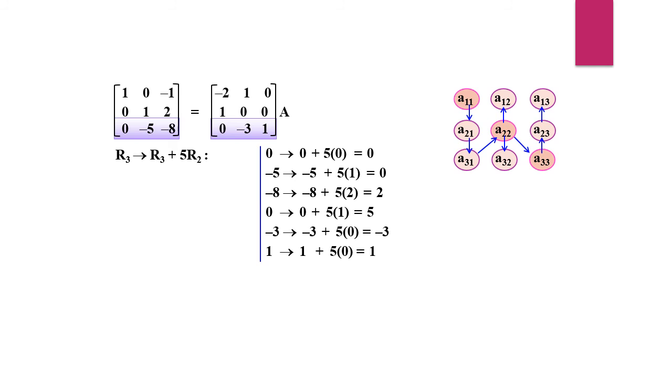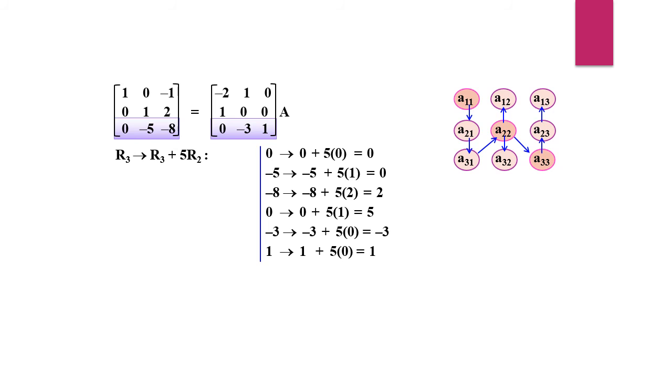So substitute the third row first element plus 5 times the second row first element. So on simplifying we get 0 plus 5 into 0, which is equal to 0. Next consider the second element of R3 and second element of R2. So on simplifying again we get 0. Next third element minus 8 plus 5 into third element of R2 is 2. On simplifying we get the result as 2.